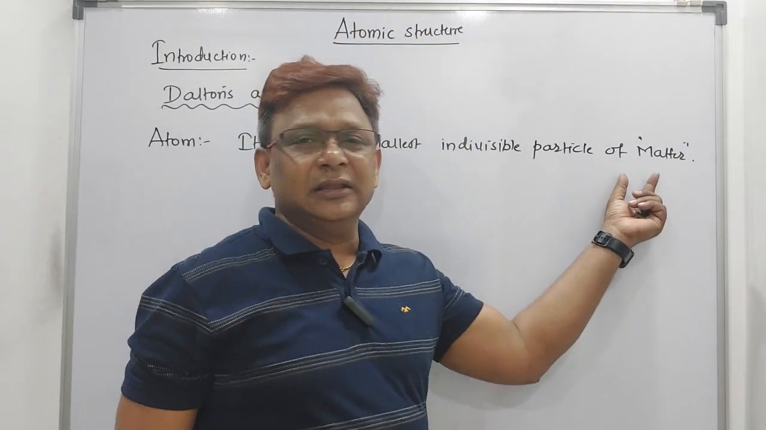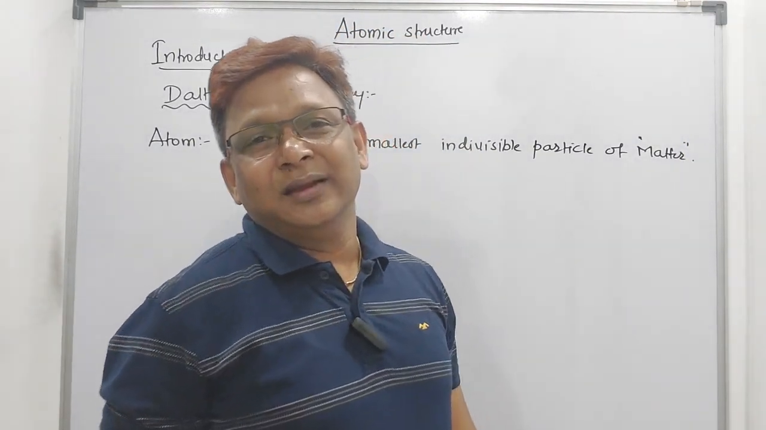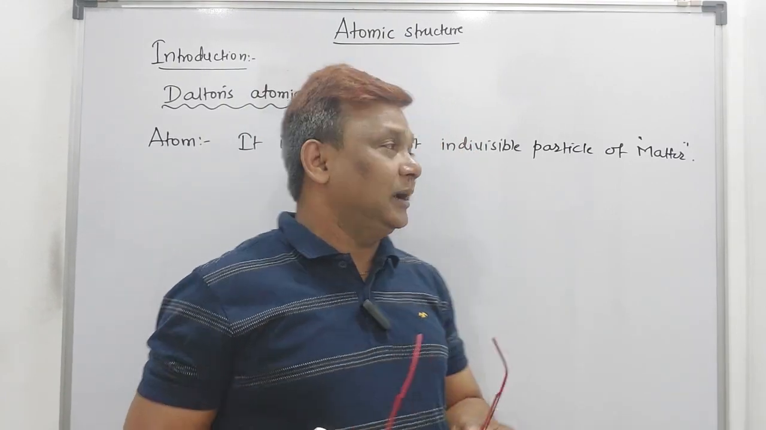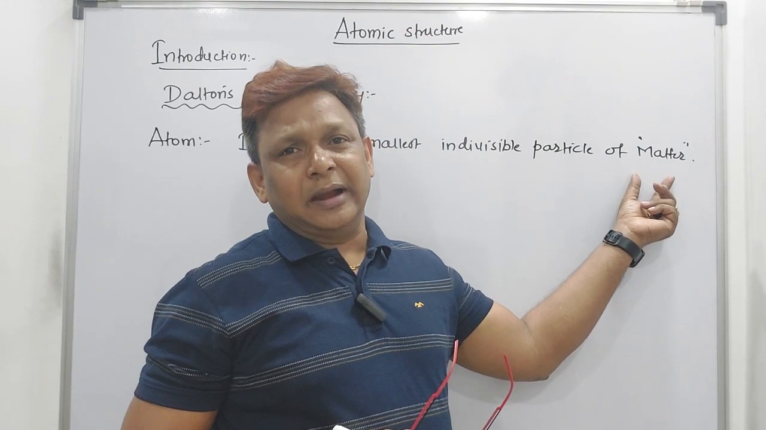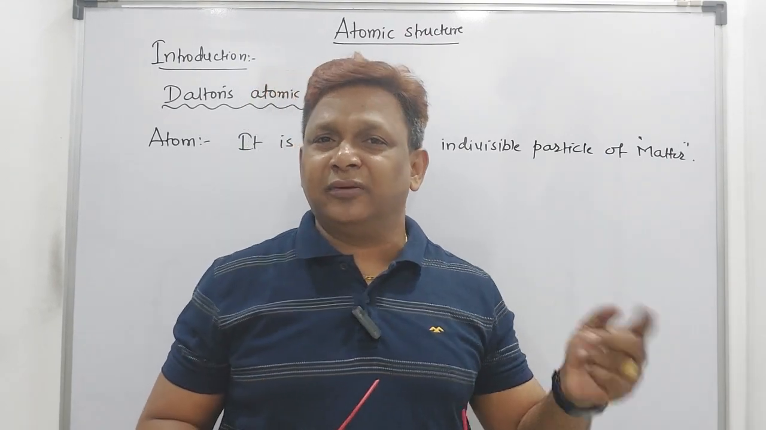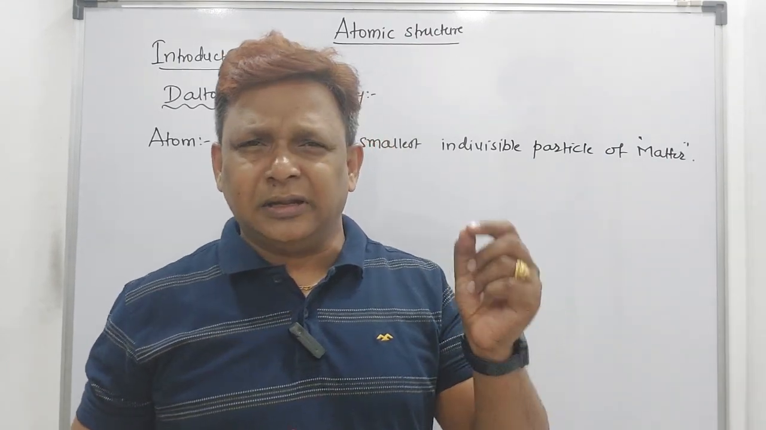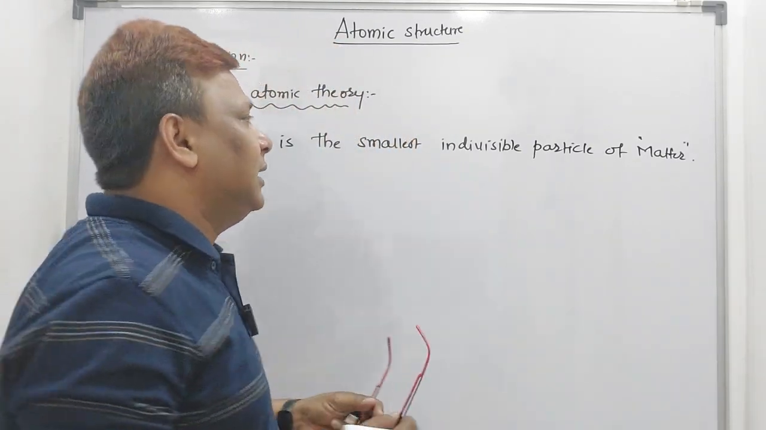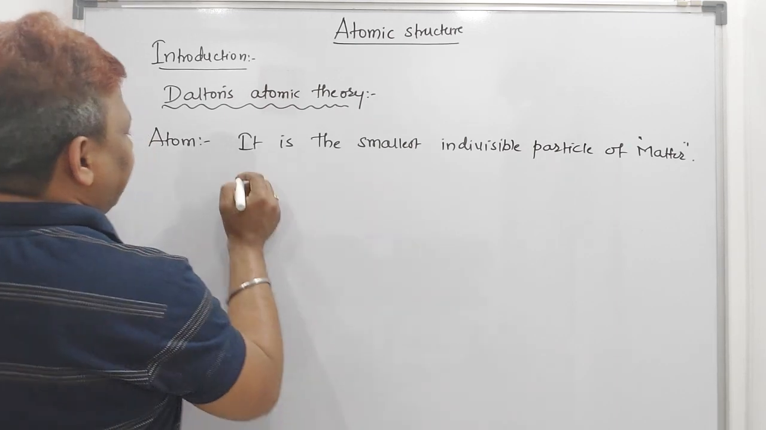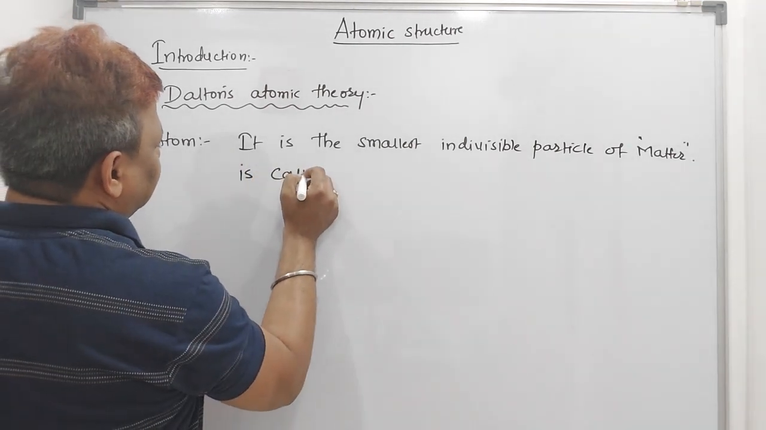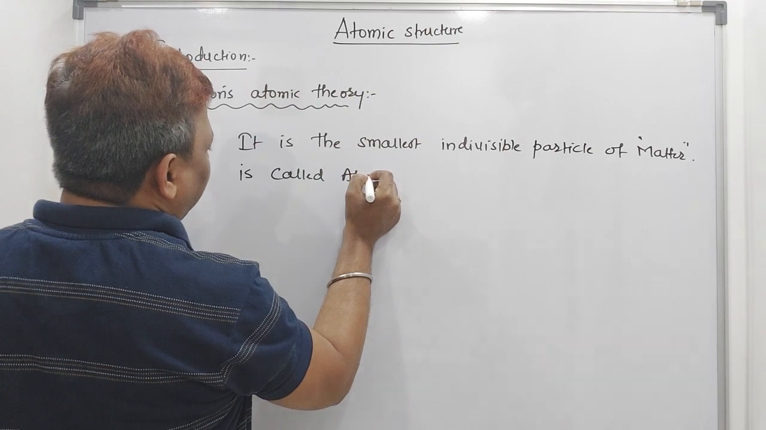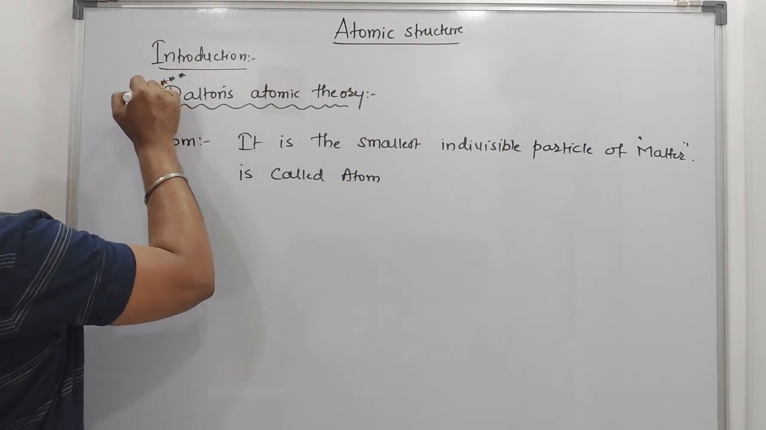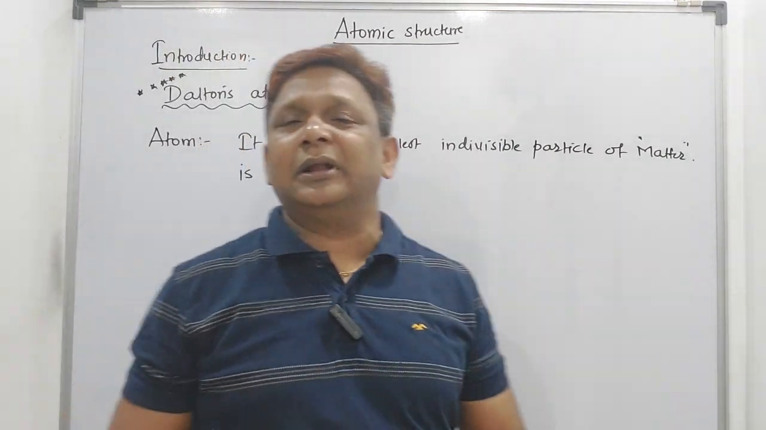Matter means anything which occupies space and has mass. If we divide this matter into two parts, two become four, four become eight, like that, at last we get the smallest indivisible particle. That smallest indivisible particle of matter is called an atom, according to Dalton. So this is the most important concept of Dalton's atomic theory.